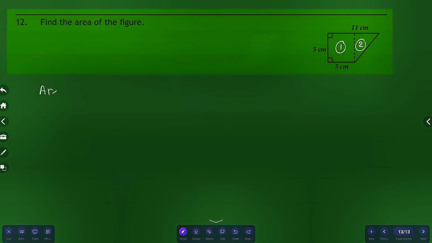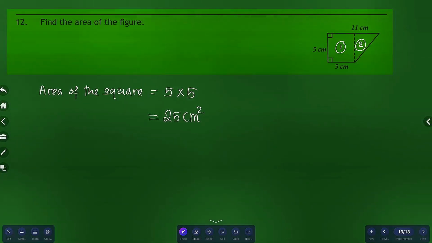Area of the square equals length of a side multiplied by length of a side. So 5 times 5. The area of the square is equal to 25 square centimeters. Right. Now the distance from here to here is also 5. When you consider this triangle, what is the length of this side?